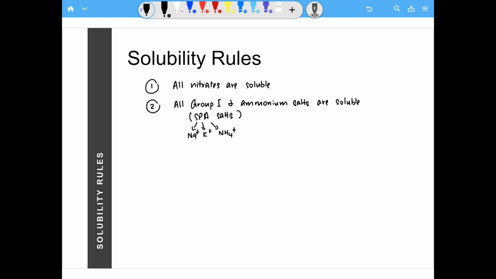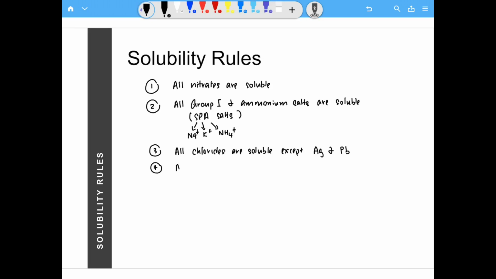Now rule number 3 would be all chlorides are soluble except for silver and lead. So silver chloride is insoluble in water, lead chloride is insoluble in water, all other chlorides are soluble in water.